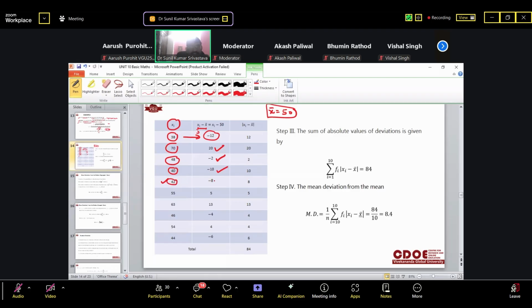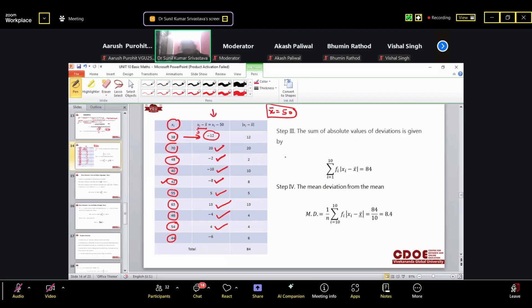42 minus 50's answer is minus 8. 55 minus 50's answer is 5. 63 minus 50's answer is 13. 46 minus 50 is minus 4. 54 minus 50 is 4. And 44 minus 50 is minus 6. This is known as the deviation from the mean table.